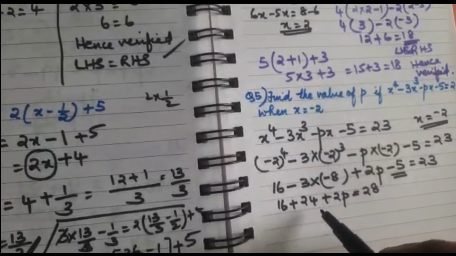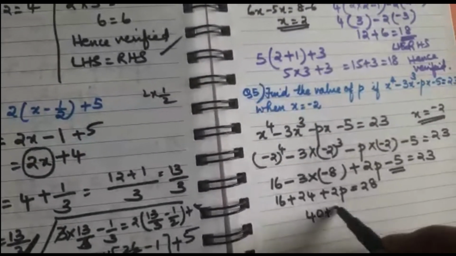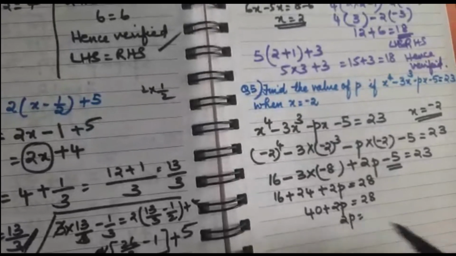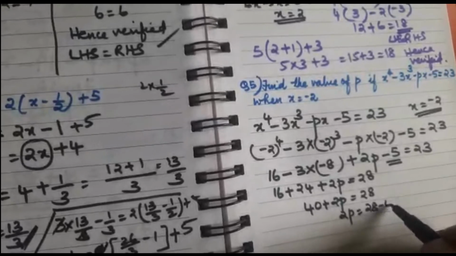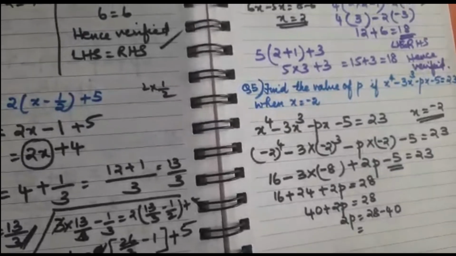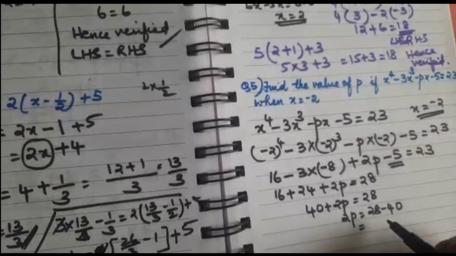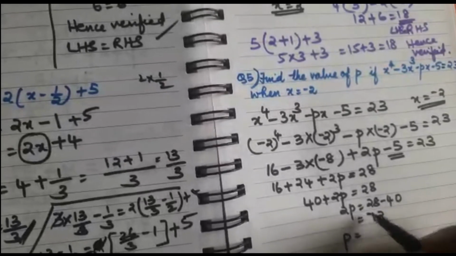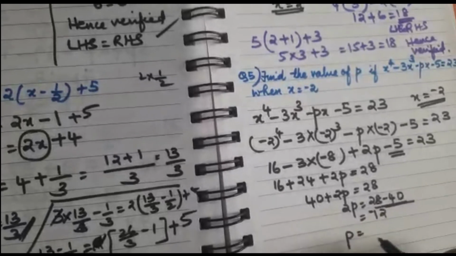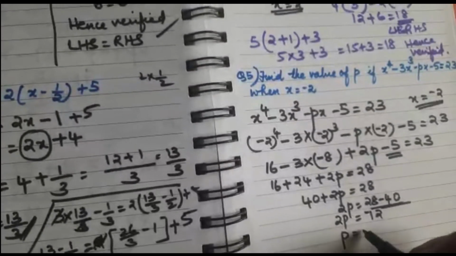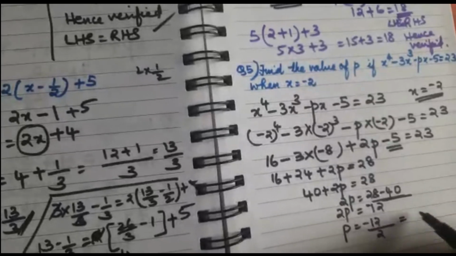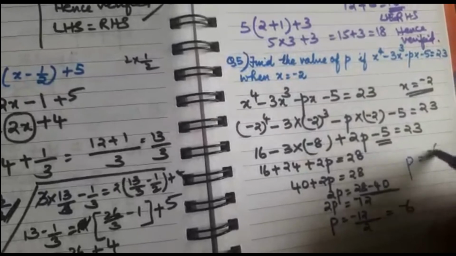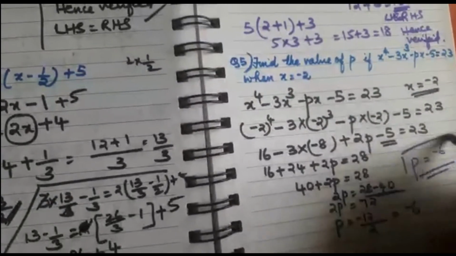Now 16 plus 24, it is 40. 40 plus 2p equal to 28. What is 2p? 2p equals 28 minus 40. How much is it? That is 12. So p equals minus 12 because it is minus 40 here. Okay, so 2p, p equals minus 12 upon 2. How much is it? Minus 6. So what did you get as answer? P equals minus 6. So you got this as answer.